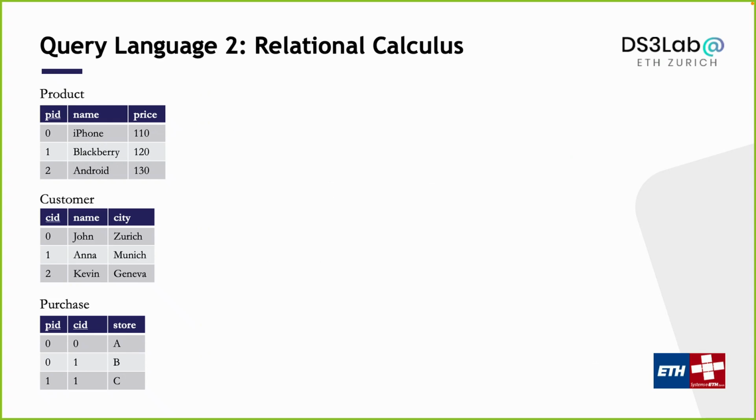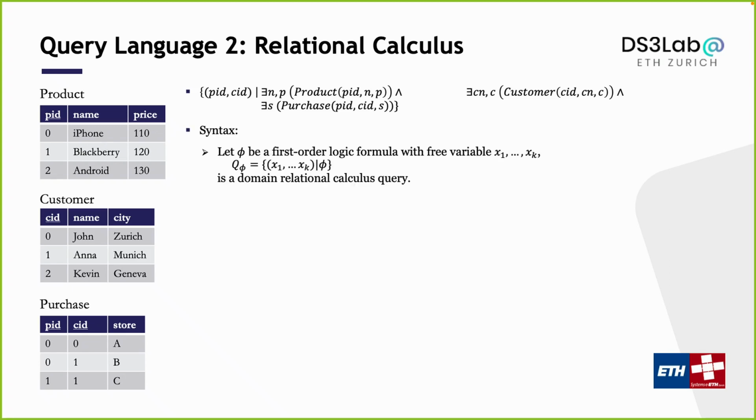What do we mean by query? A relational calculus query looks like this. From the syntax, you give me a first-order logic formula phi with free variables x1 to xk. This gives you a relational calculus query that looks like Q phi. It's defined by the free variables in this formula and also this logical formula. This is a relational calculus query.